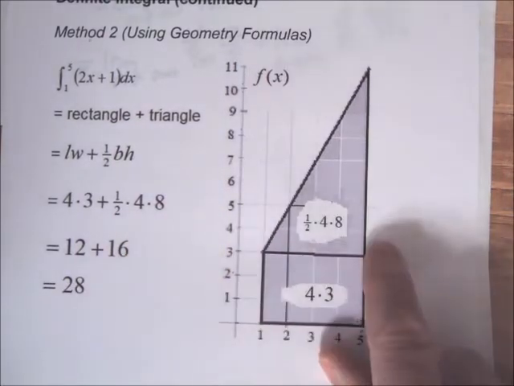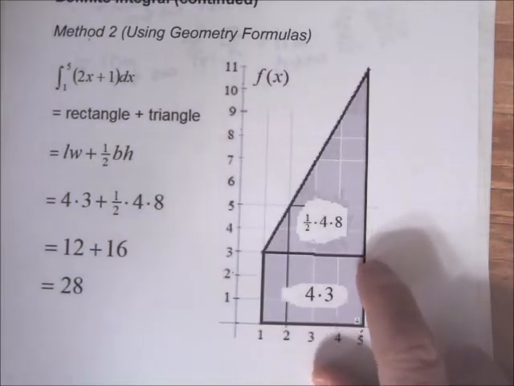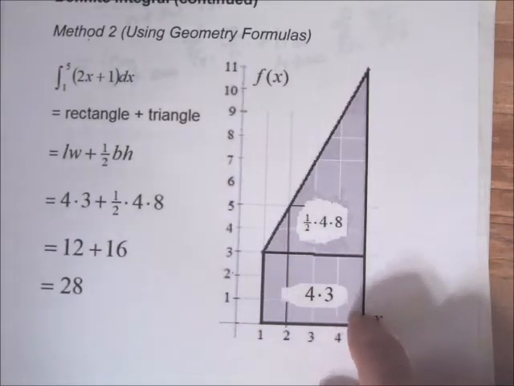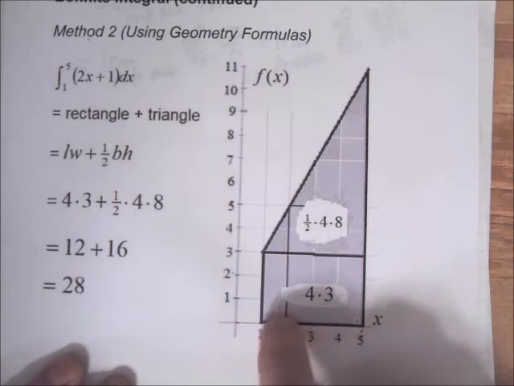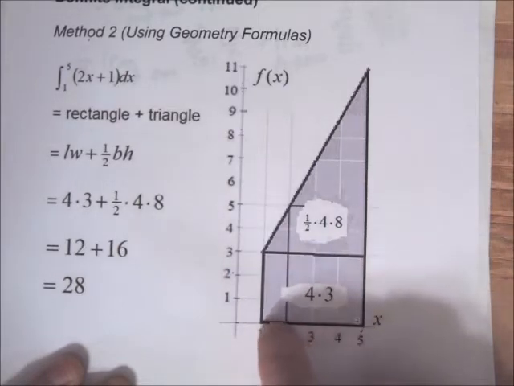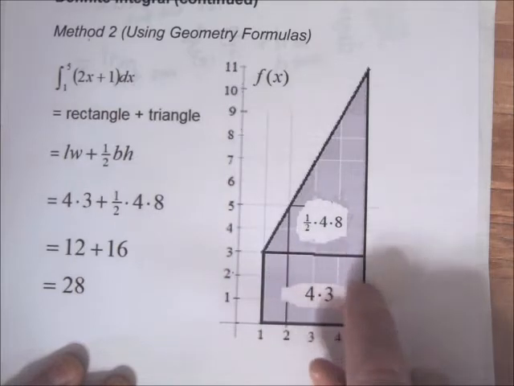That's the triangle. For the rectangle you can just count the number of little squares in it. Each square is 1 by 1. I don't know if it's hard to see the little squares on the screen here, but if you count the number of little squares, there's 12 of them.